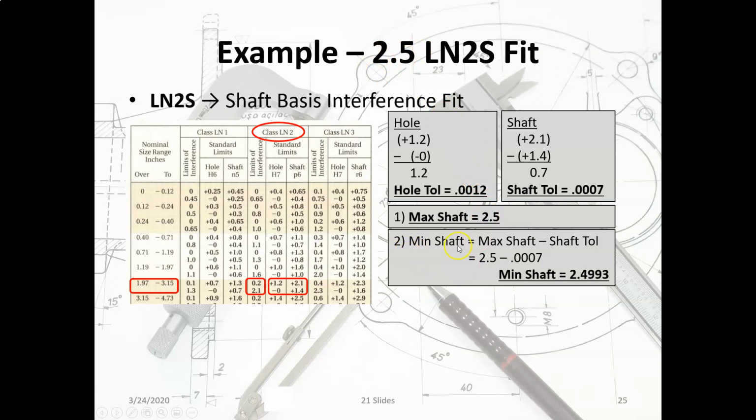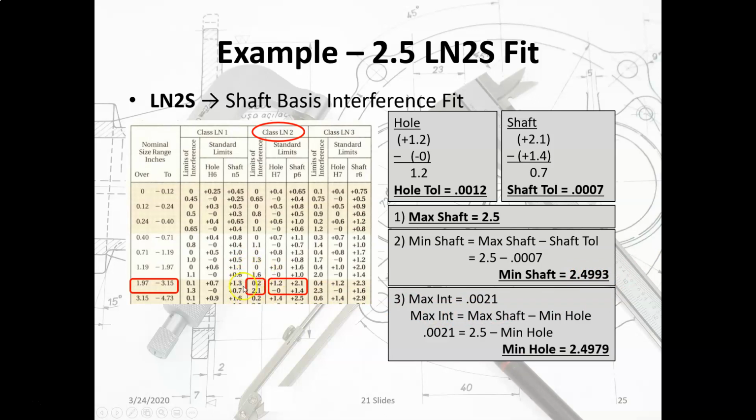The minimum shaft is equal to the maximum shaft minus the shaft tolerance. We know the shaft tolerance equation is max shaft minus min shaft, so we just change up that equation and solve for the minimum shaft. 2.5 minus 0.0007 right here, and we have the minimum shaft is 2.4993.